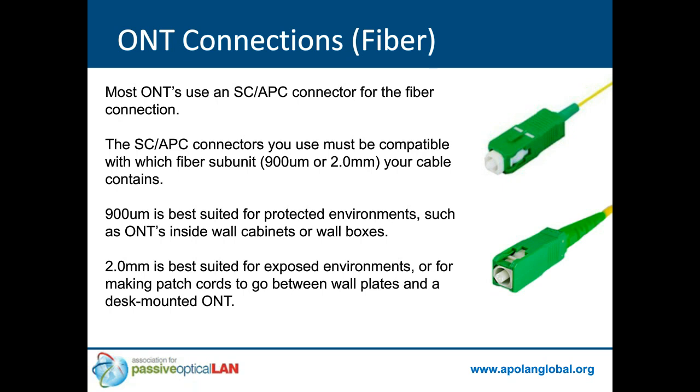2 millimeter subunits are best suited for exposed environments where the ONT is accessible to the public. And there, the subunit and the layer of aramid surrounding the 900 micron buffered fiber provide extra protection for that fiber. And the connector itself will actually crimp onto the aramid, allowing the aramid to serve as a strength member.